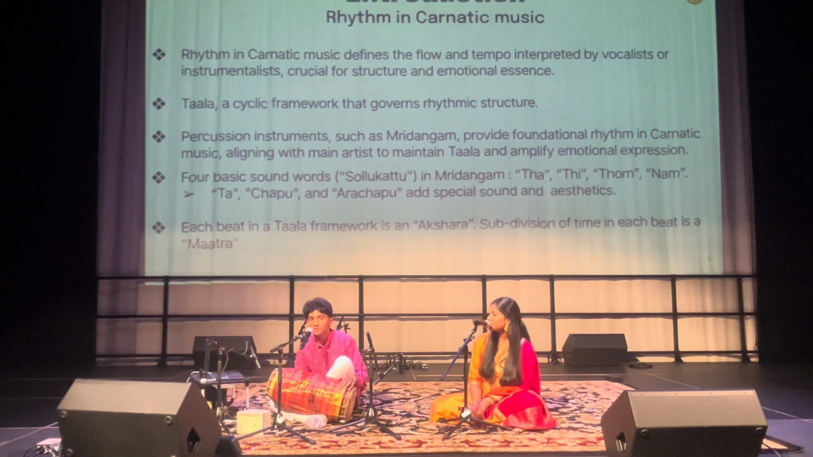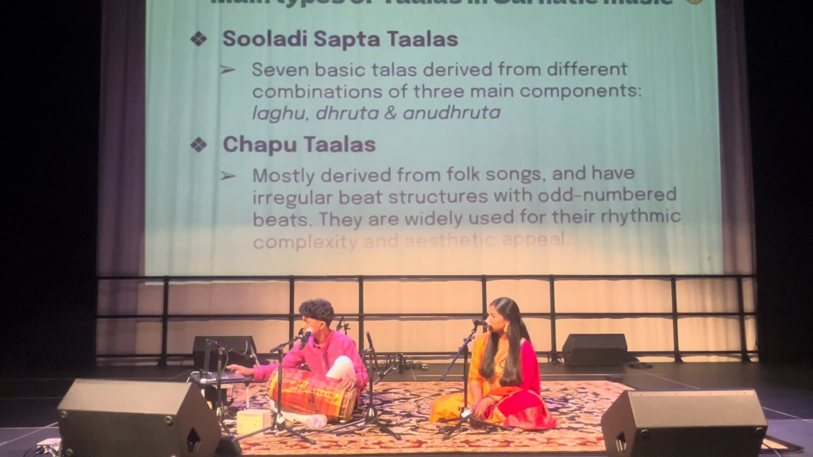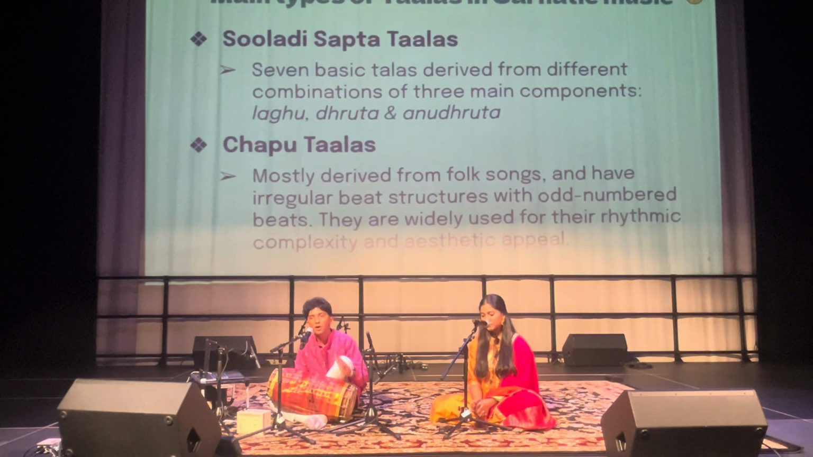Now we can move on to the types of talas in Carnatic music. So Suladi Sapta talas are the main type of tala in Carnatic music, and they're the 7 basic talas derived from different combinations of the 3 main components or angas, known as laghu, drutam, and anudrutam. After that come chapu talas, which are mostly derived from folk songs and have irregular beat structures with only odd numbered beats. They're also widely used for their rhythmic complexity and aesthetic appeal.